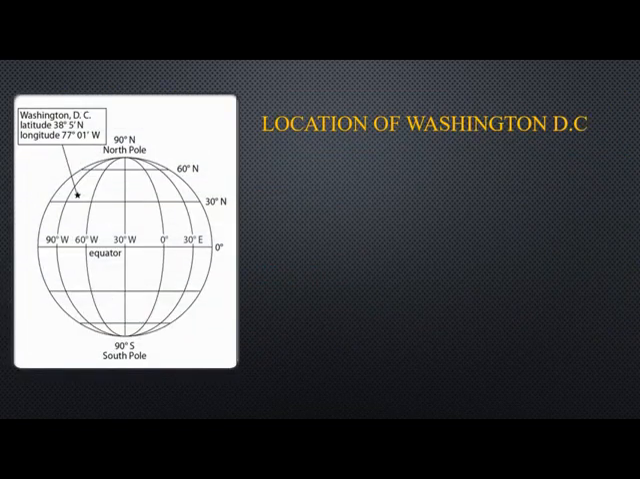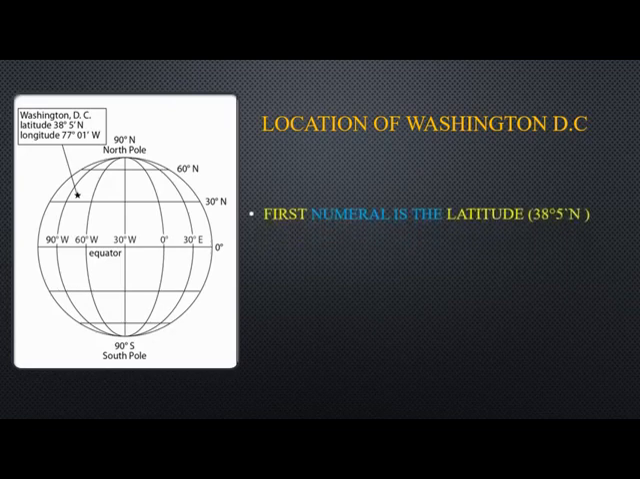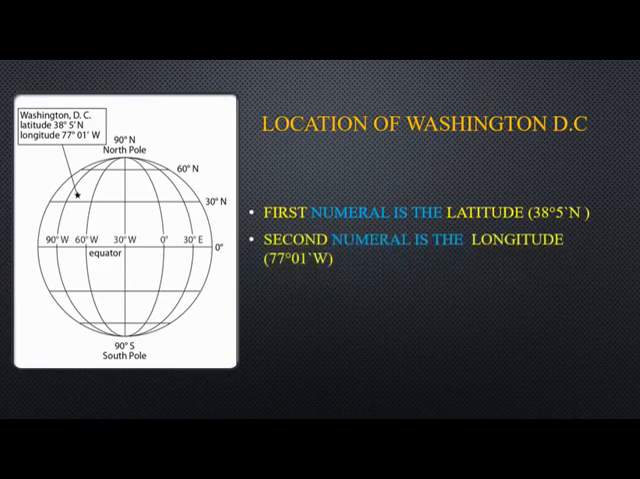Now, let us observe the location coordinates of Washington DC, a place in America. The first numeral always represents the latitude, which is 38 degrees 5 minutes north here, and the second numeral always represents the longitude, which is 77 degrees 1 minute west here. Hope you got an idea as to how to read the location of a place.